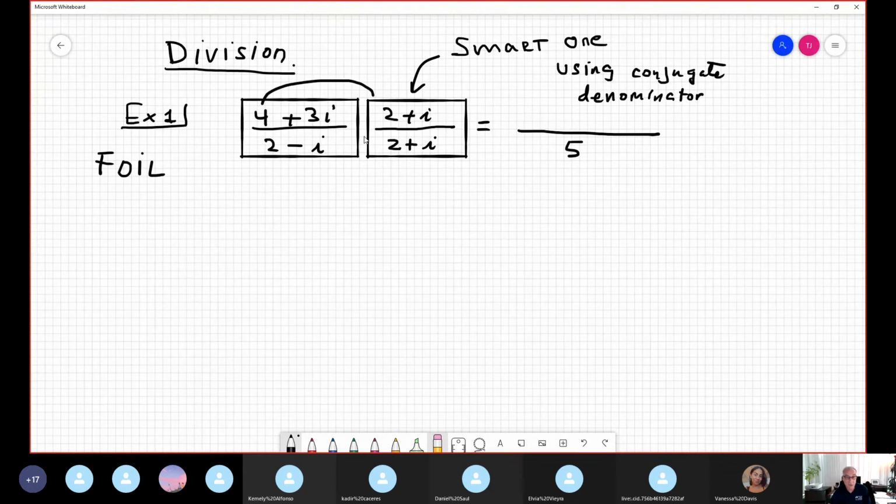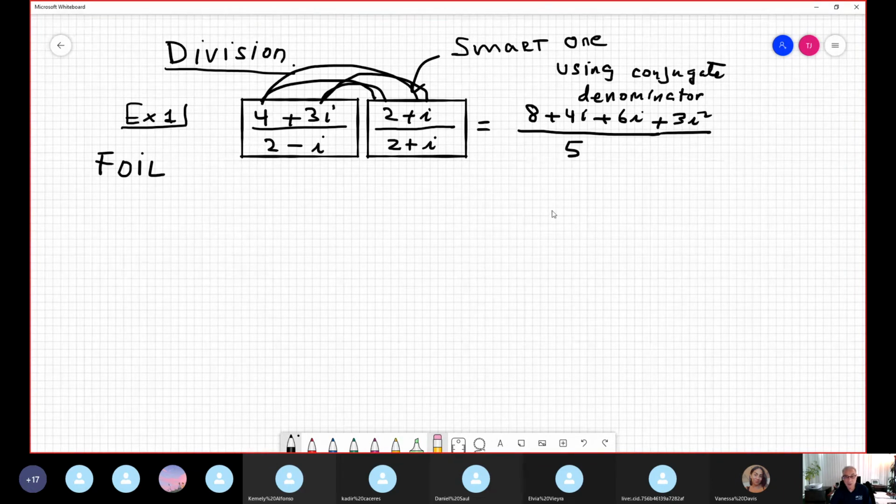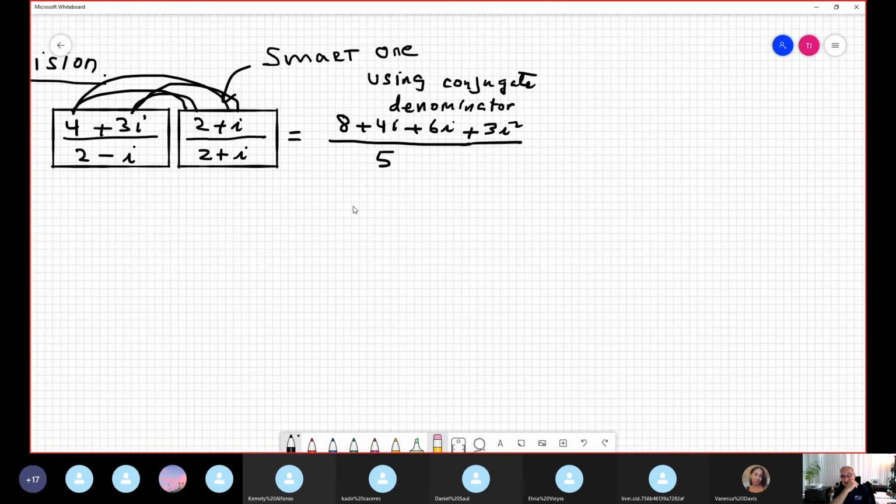And you multiply 4 times 2, 8. 4 times i, 4i. 3i times 2, 6i. And 3i times i is plus 3i squared. Leave it like that? Of course not. Remember, in any multiplication, you end by replacing i squared with negative 1. So far, 8 plus 4i plus 6i minus 3, divided by 5.